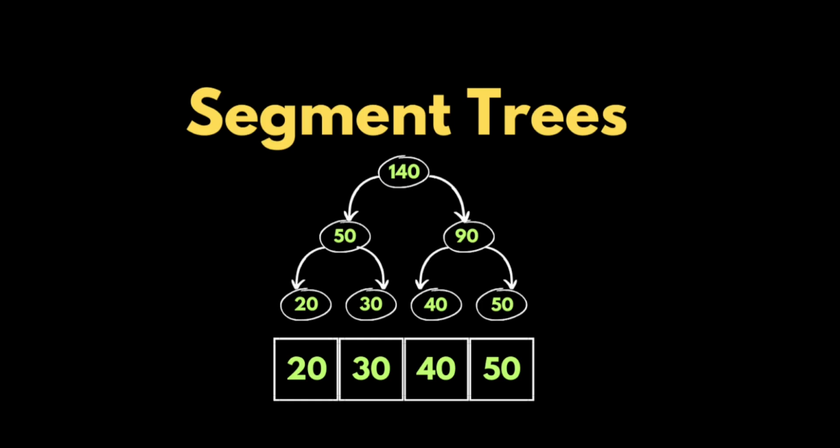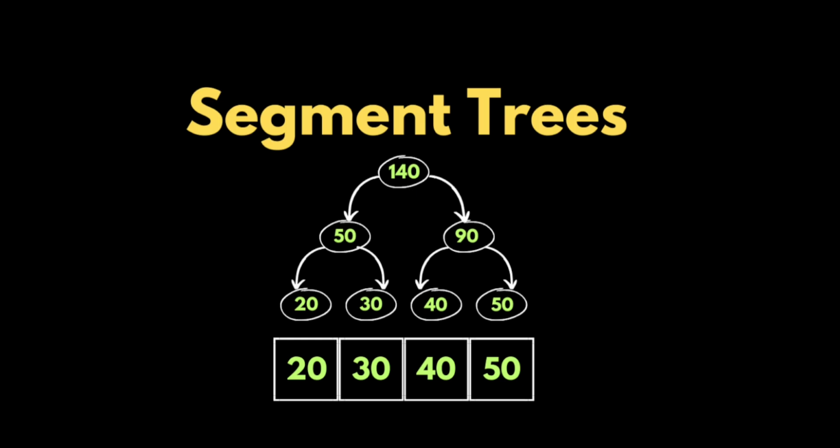In this video, we will understand segment trees. Segment trees are a range-based data structure which helps us to update and query ranges in sequences efficiently. Let's look at the following example. We have an array consisting of 4 elements: 20, 30, 40 and 50. The segment tree created for this array will look as follows.